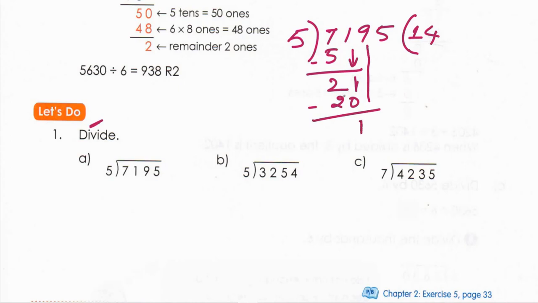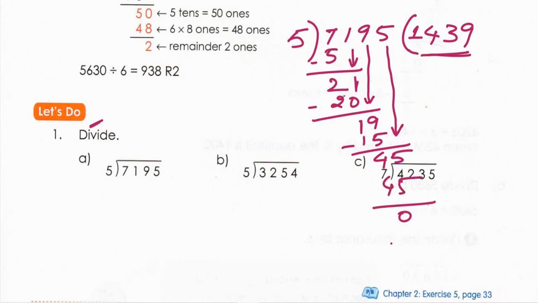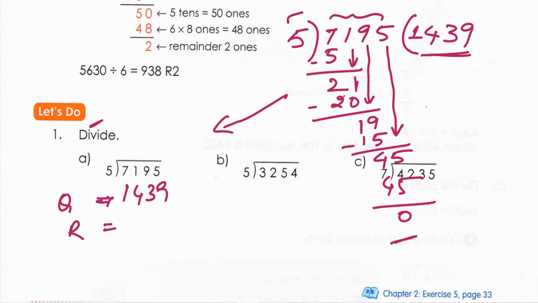Another number you have here, so you carry that number, 19. Then 5 3 times is 15, 5 4 times is 20. 20 is more than 19, so take 5 3 times as this 15 here. Then 4 is your answer. Drag down this 5, keep it here. Then this is 45. So 5 9 times is 45. This is your quotient, this is your remainder, this is your dividend, and this is your divisor. You have to do this, and quotient is equal to 1439 and remainder is equal to 0.